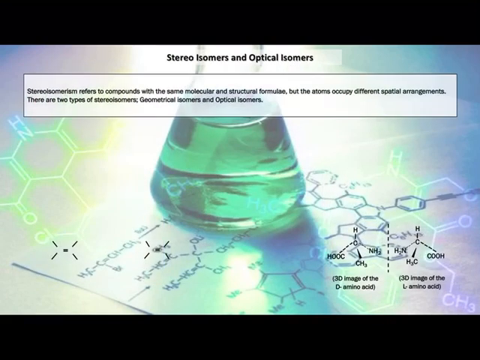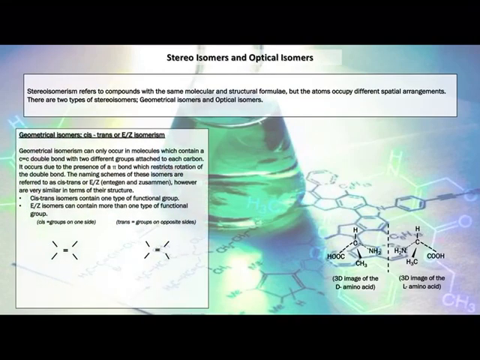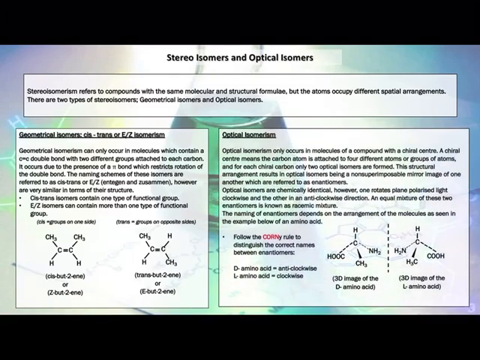We then have further ones. So stereoisomerism refers to compounds with the same molecular and structural formula, but the atoms occupy different spatial arrangements. Now, there's 2 types of stereoisomers. We have geometrical and optical. Geometrical isomers can only occur in molecules which contain a carbon-carbon double bond with 2 different groups attached to each carbon. Now, these can basically be defined as cis-trans or EZ isomerism. These are the naming schemes. So cis-trans isomers contain 1 type of functional group, whereas EZ isomers contain more than 1 type of functional group.